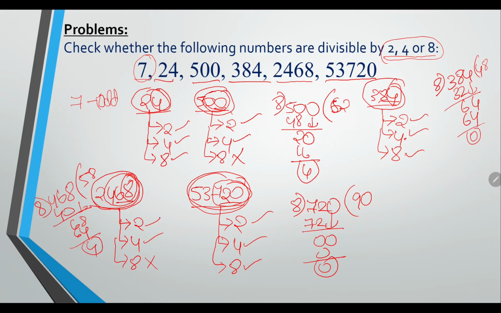From these observations, we can say that the numbers which are divisible by all these numbers, that is 2, 4 and 8, are 24, 384, 720, 53,720, and that's it.